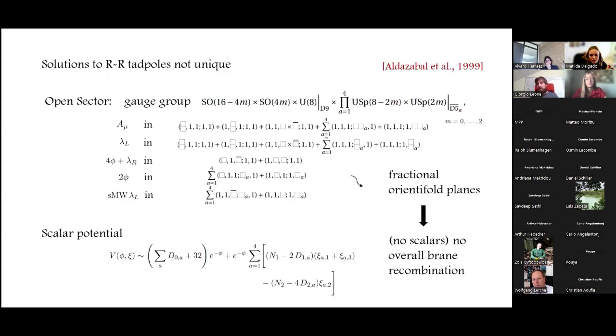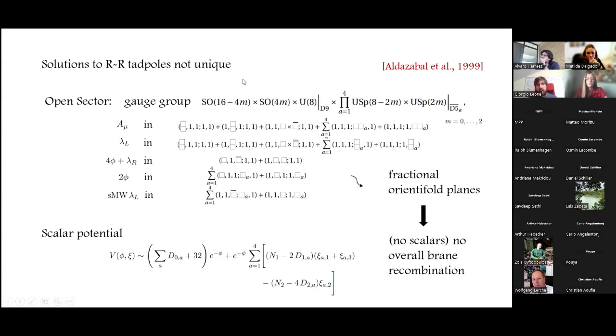Another interesting feature of this solution is given by the fact that there is not a unique solution to the Ramond-Ramond tadpole condition, and indeed, it is possible to cancel the Ramond-Ramond tadpoles in a non-trivial way, which identifies a family of gauge groups parameterized here by m, which can take values from 0 to 2. Giving rise to vacua which are a priori disconnected.